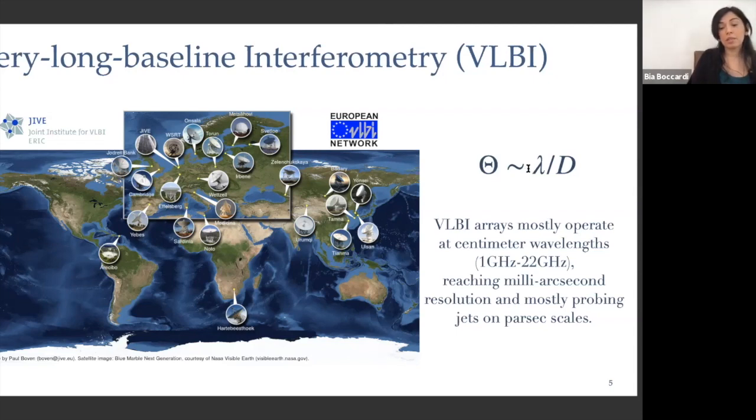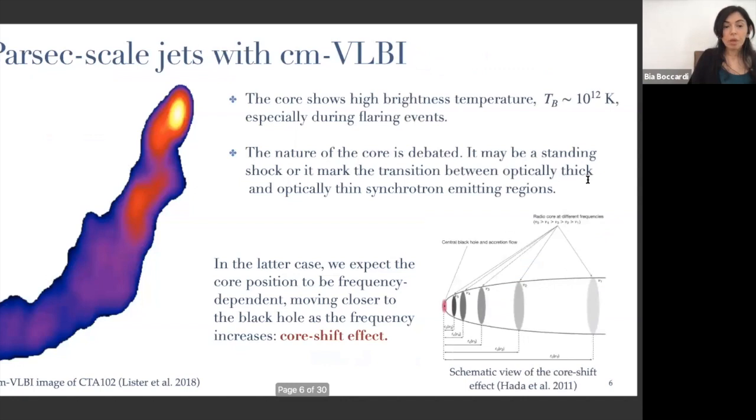And here you can see that the resolution depends on the wavelength over D, which is the maximum separation. Traditionally, in the past decades, VLBI arrays have mostly operated in the centimeter regime, so at frequencies between 1 and 22 gigahertz, which allow us to reach resolutions of the order of the milliarcseconds, and therefore to probe mostly jets on parsec scales. So what do we see when we observe an AGN jet with very long baseline interferometry? We see something like this.